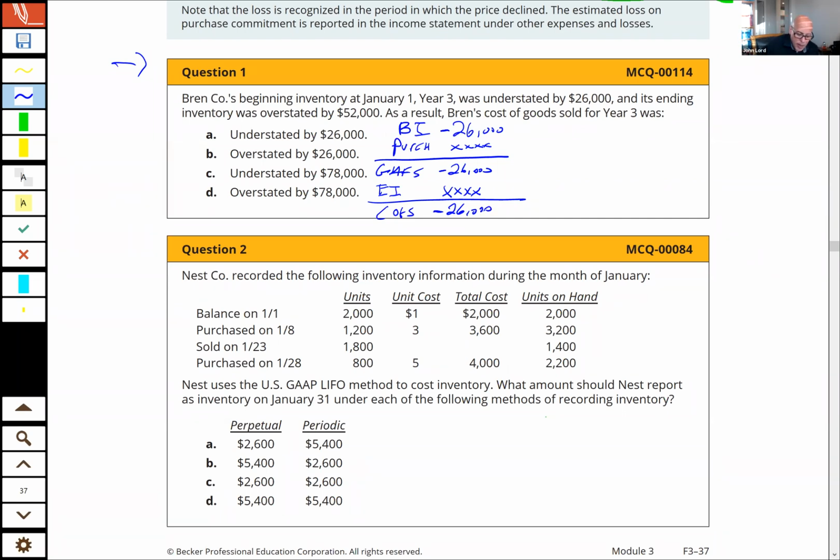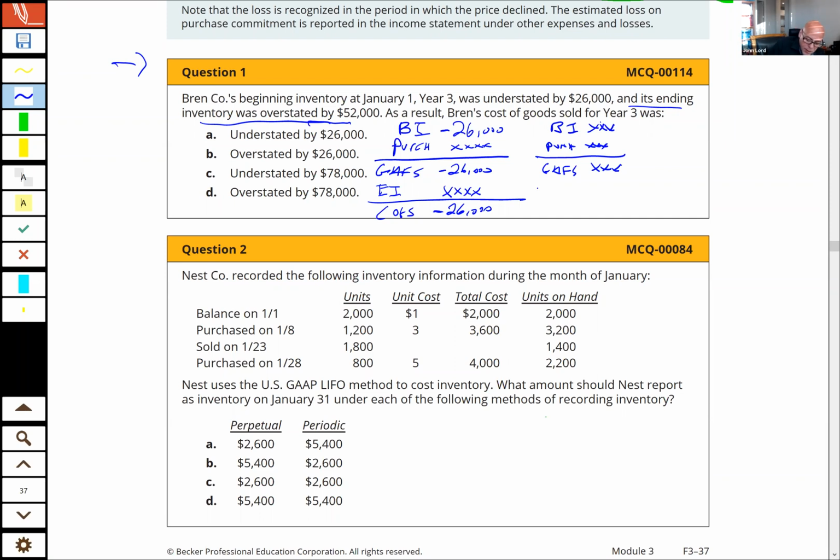Okay. Now I have to deal with what they told me about the ending inventory. Ending inventory was overstated by 52,000. Well, using my beginning inventory plus purchases approach, I don't care what the beginning inventory is. I don't care what the purchases are. I don't care what the goods available for sale are. What I know is that ending inventory was overstated by 52,000.